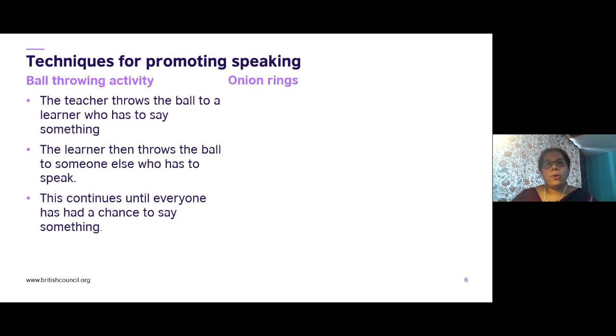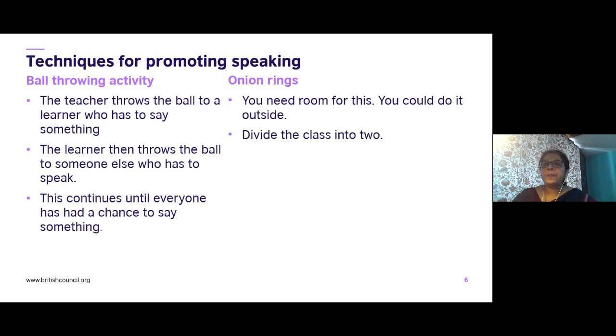Another activity or technique that you can use is called onion rings. Now for this activity, you would require some space. So you will require, say, the front of your classroom perhaps, or if you have the opportunity to, you could also take your students outside to do this.